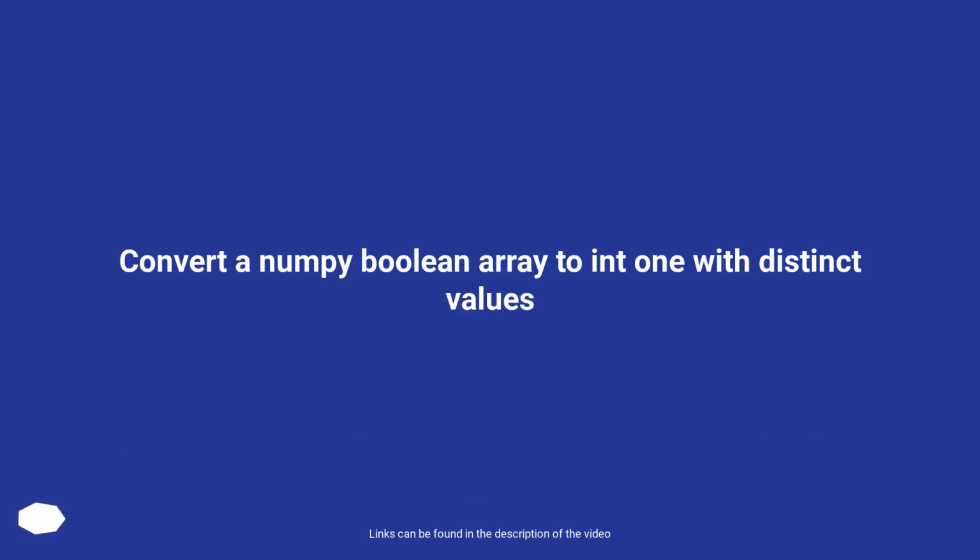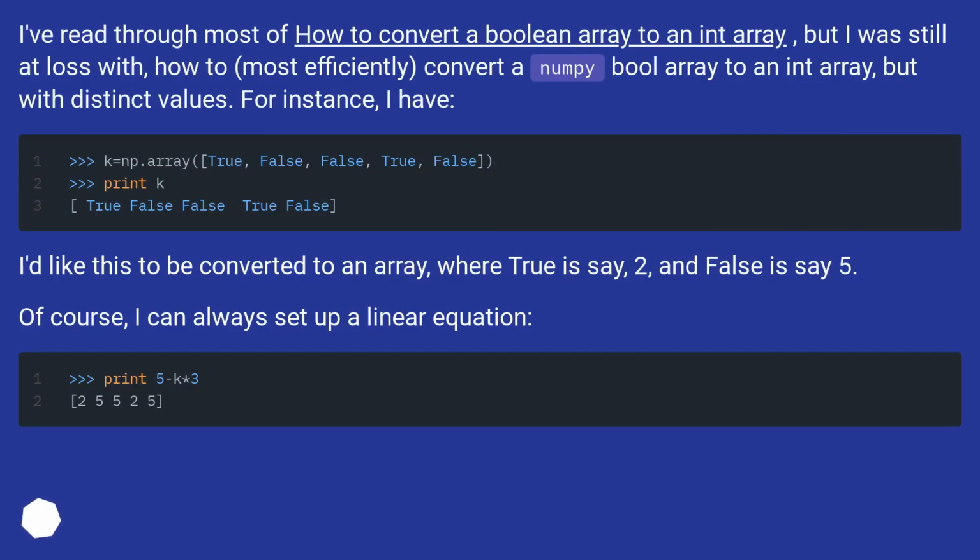Convert a numpy boolean array to int with distinct values. I've read through most of how to convert a boolean array to an int array, but I was still at a loss with how to, most efficiently, convert a numpy bool array to an int array, but with distinct values. For instance, I'd like this to be converted to an array, where true is say, 2, and false is say 5.